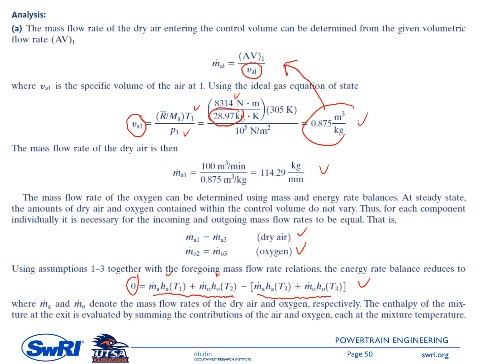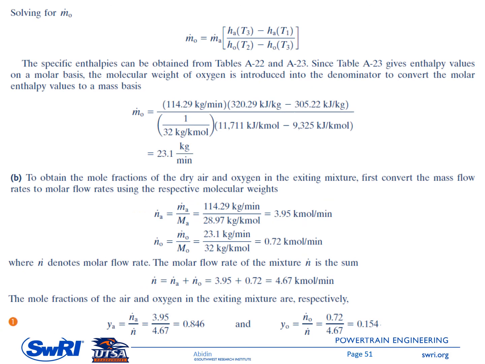3. So m dot A and m dot O here are the mass flow rates of the dry air and oxygen respectively. And then the enthalpy of the mixture at the exit is evaluated by summing the contribution of the air and oxygen, each at the mixture temperature. Then you can modify the previous equation to get an explicit form of the mass flow rate for the oxygen as a function of the air mass flow rate and the enthalpy value here.